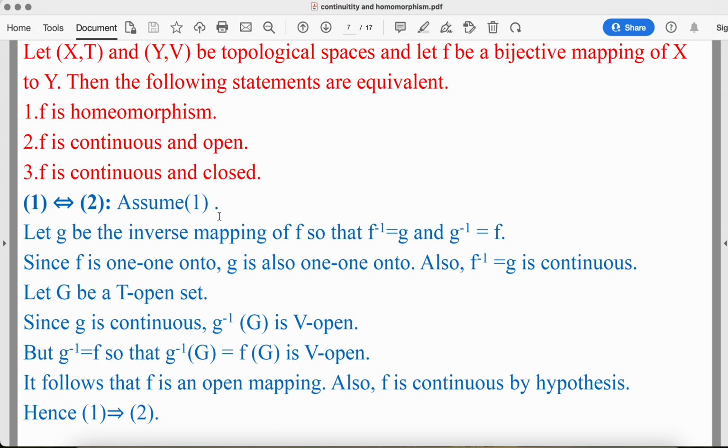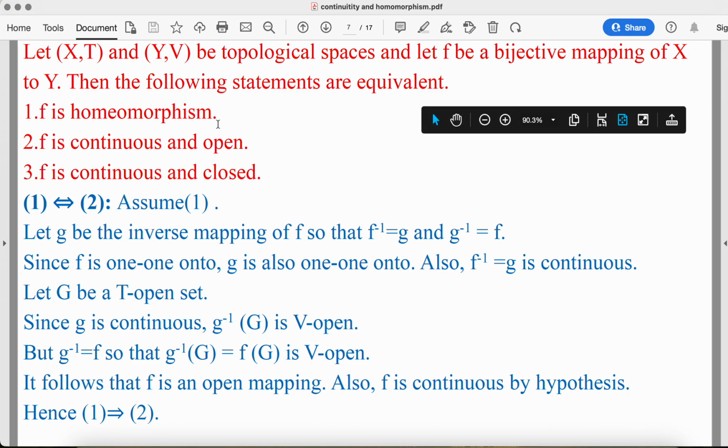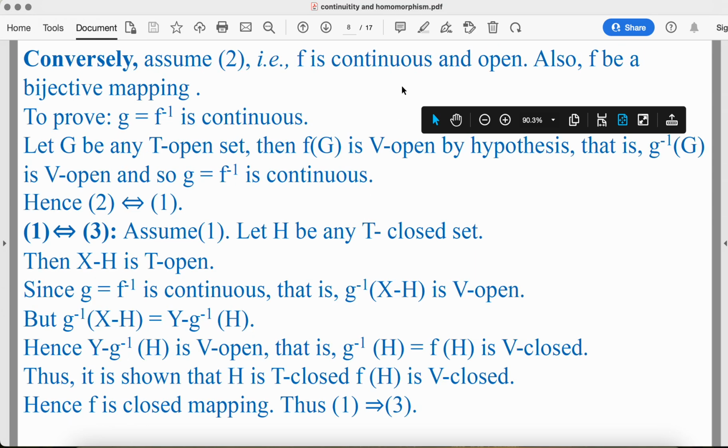Now we will prove that if f is continuous and open, then f is a homeomorphism. It is already given to us that f is a bijective mapping, meaning f is one-one as well as onto. So f is continuous and open, and also f is a bijective mapping.